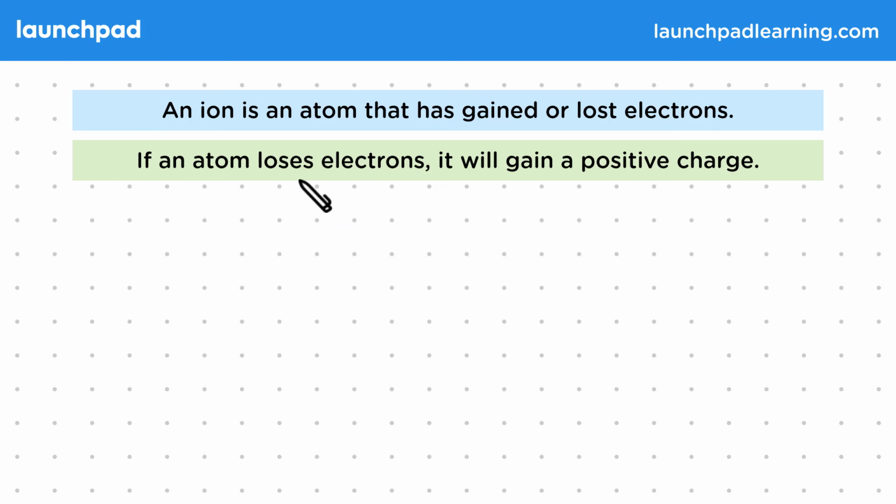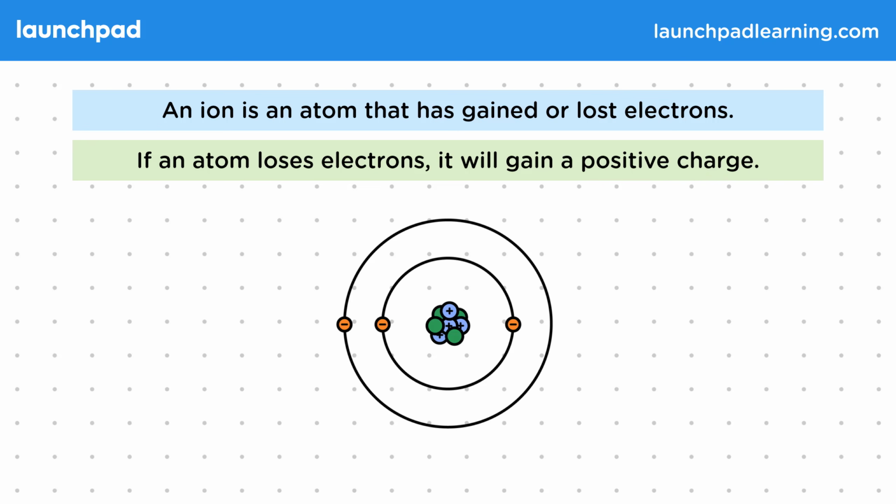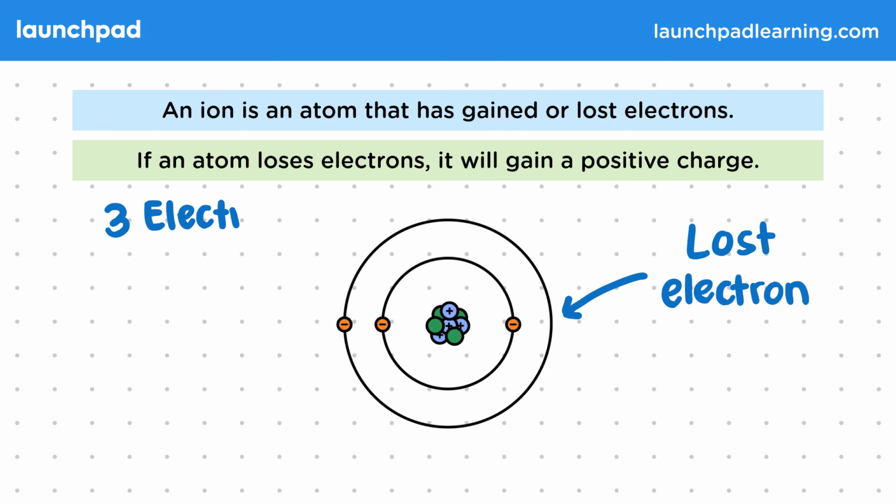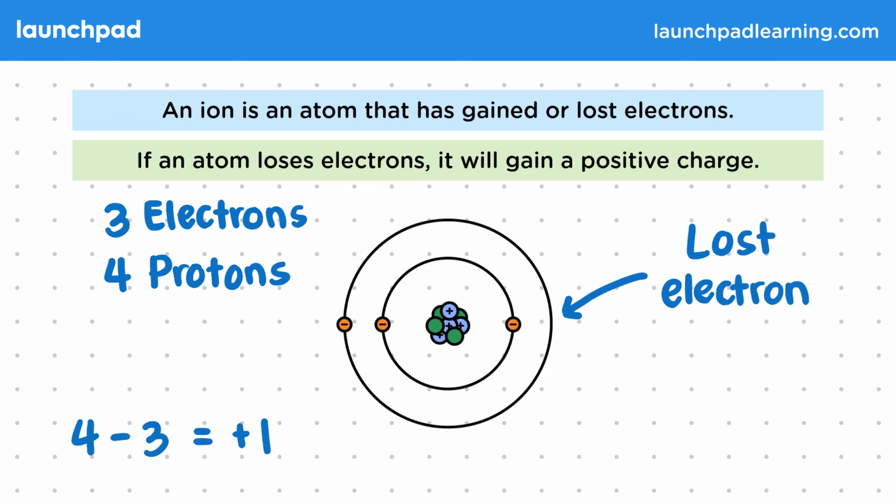Well, if an atom loses electrons, it will gain a positive charge. So this is the same as the initial atom again, but with an electron missing in this case. So we now have 3 electrons and also 4 protons. So the ion now has a positive charge, as the charge of the protons is stronger than the charge of the electrons. So the overall charge is given by +4 minus 3, giving us an overall charge of +1. So we can refer to this as a positive ion.